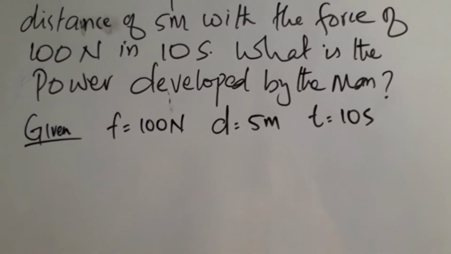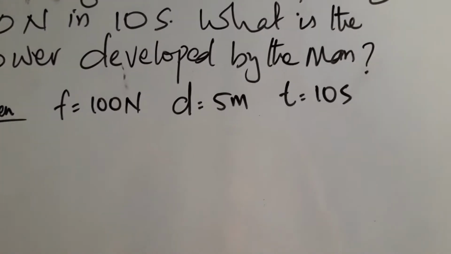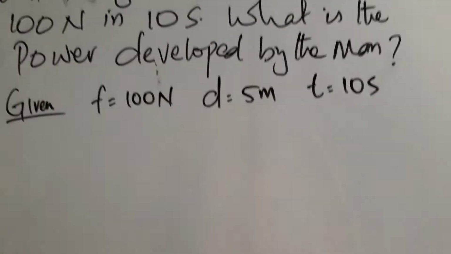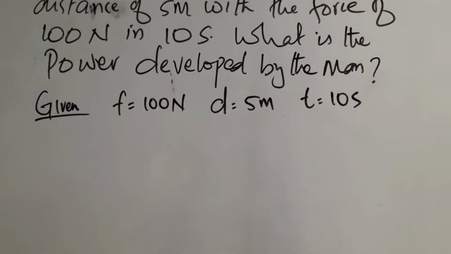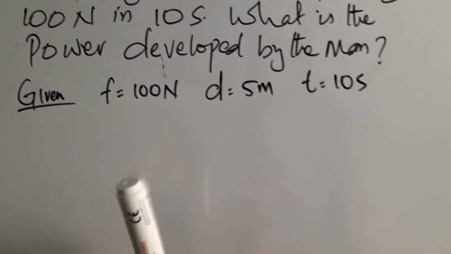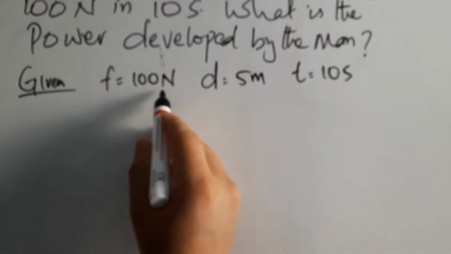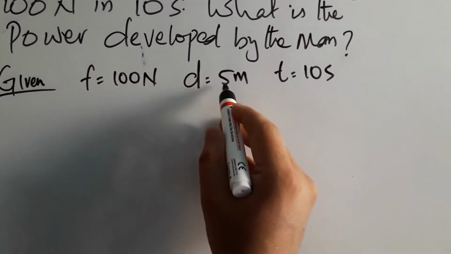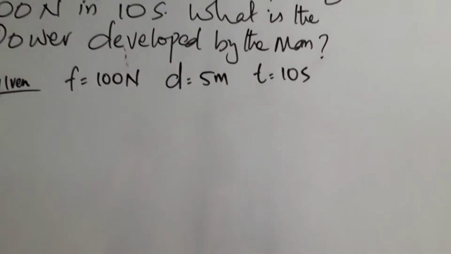So we have here force of 100 Newton, then distance of 5 meter, and time taken to do this work is 10 seconds. So we can understand that 100 Newton of force displaces the body through 5 meter in 10 seconds. So how much power is developed?